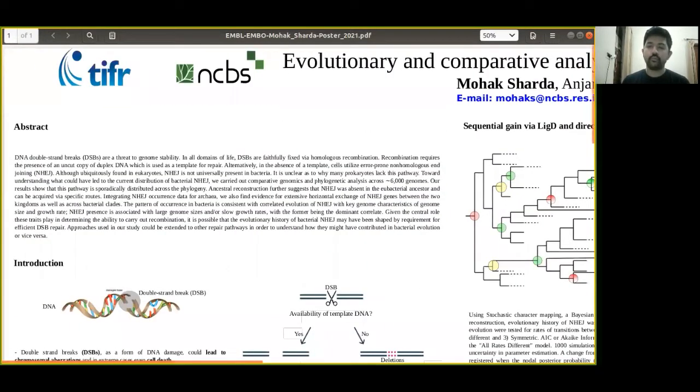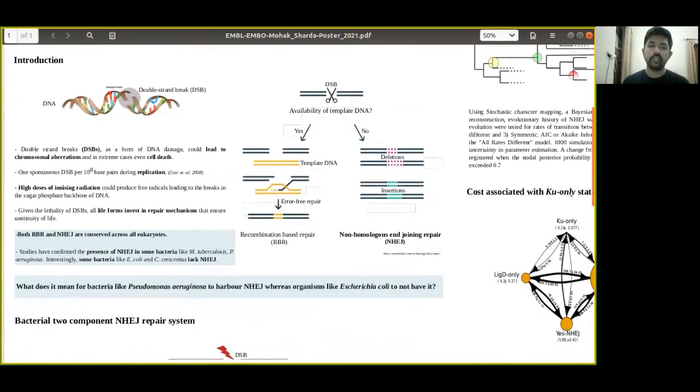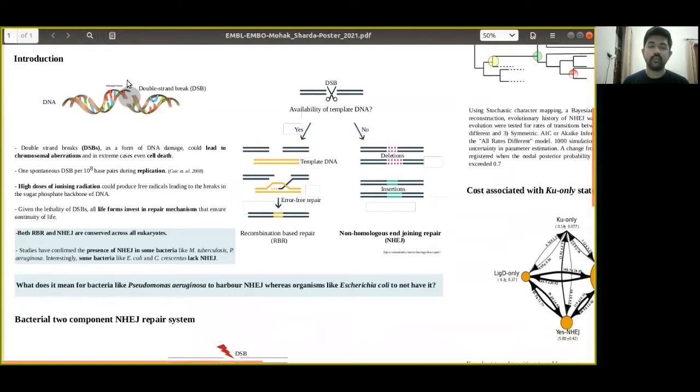DNA is prone to a number of different kinds of insults, and one of the most lethal of these insults is when there is an attack on the sugar phosphate backbone that can give rise to double-strand breaks. Therefore, one can imagine that it becomes imperative for our organisms to invest in mechanisms that can repair such double-strand breaks. Now, depending on the availability of the template DNA, there are two kinds of repair pathways that exist.